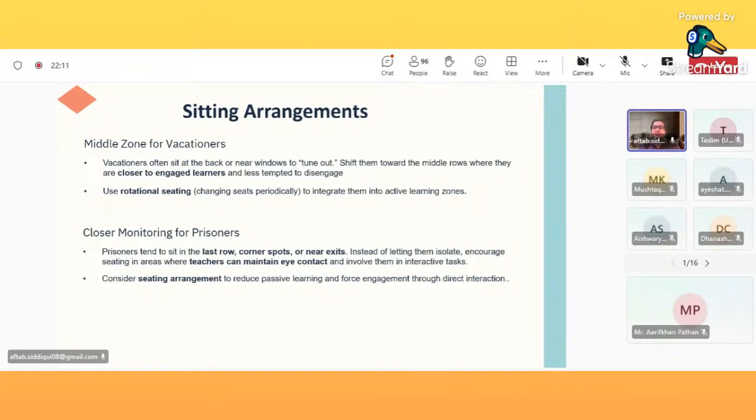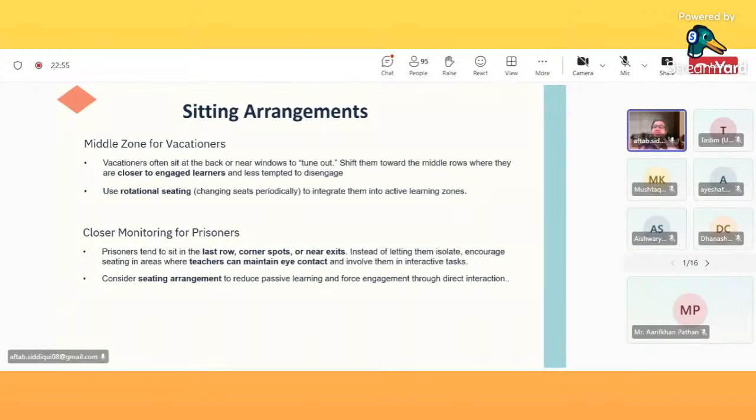And then, closer monitoring for the prisoners. The prisoners are the students who sit in the last rows, corner spots, just near the exit. They are just waiting for the bell to ring. Once the bell rings, the classroom ends, and they just want to go out. So instead of letting them isolate in those areas, you can let them sit where the teacher can make eye contact. Okay, because when you make this kind of sitting arrangement, it gives a very positive learning message to the student: yes, now my professor, my teacher, is very much engaged, and hence I need to be very much engaged.